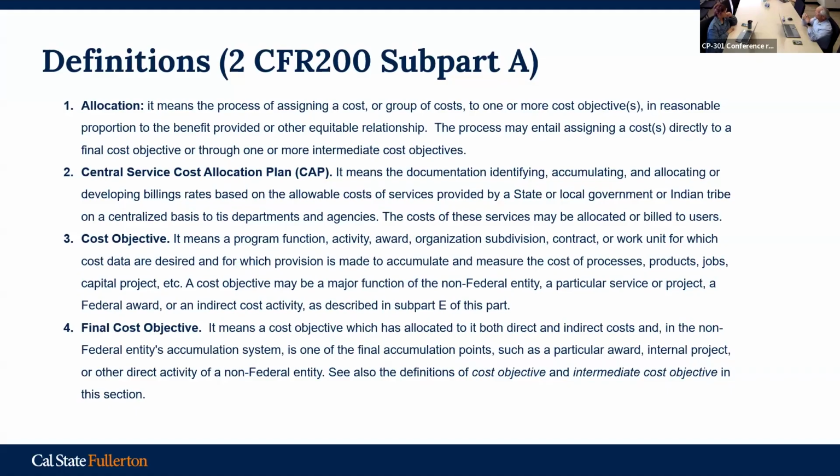And then, what other revenue generating functions do we have? Well, we have the auxiliaries, parking operations. They charge fees and they generate income. So they become what we call a cost objective, meaning they do the direct function. You have housing. They provide rooms and meals and room and board, and they charge fees for that. You have the Associated Students that is funded by student fees.